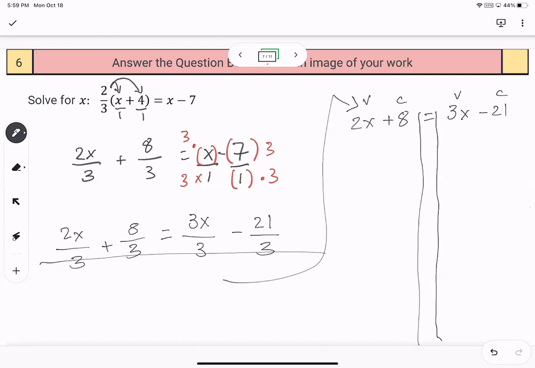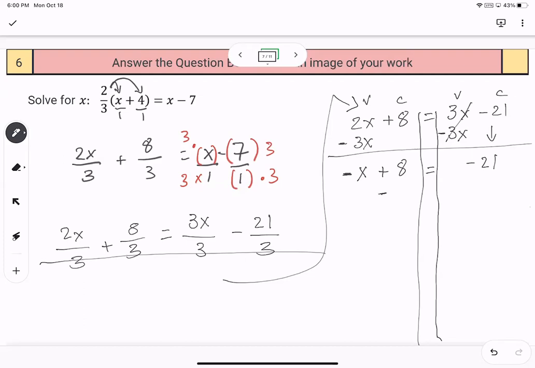Now, I like to move all my variable terms to the left side. So I'm going to move this 3x over here, but in order for me to cross that line, I have to do the opposite. So I'm going to subtract 3x here and subtract 3x here. 3x minus 3x cancels out. I have 2x minus 3x is negative 1x, or we can just say negative x, plus 8 is equal to, this canceled out, so I'm left with negative 21.